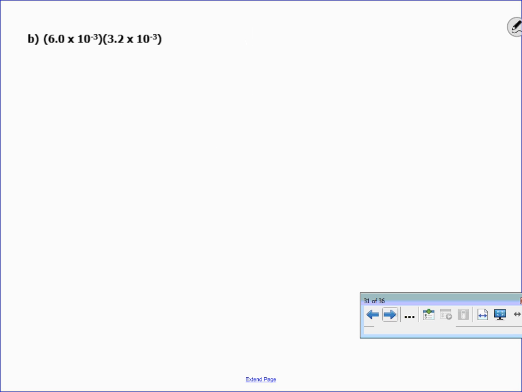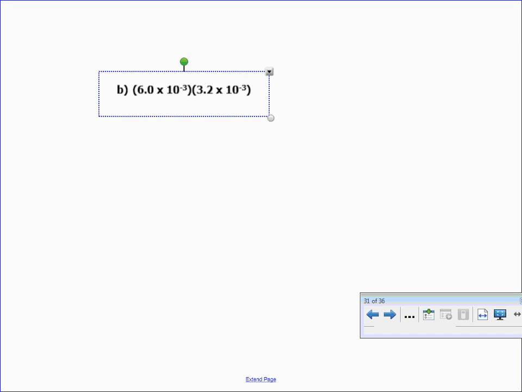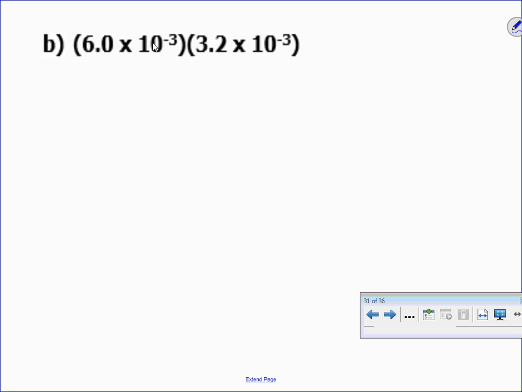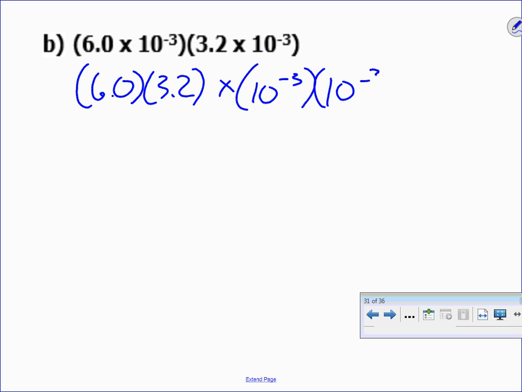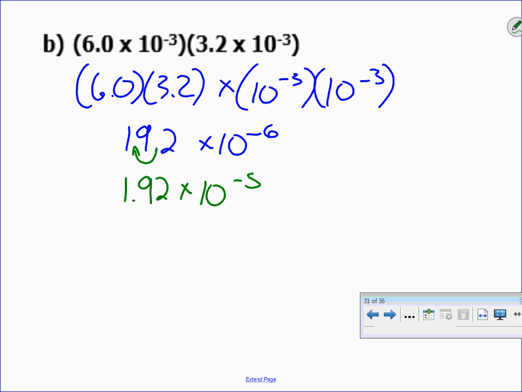For this one, same thing. You get 6.0 times 3.2. Sorry, I got a stray mark there. Let's erase that so we're perfectly clear. 6.0 times 3.2 times 10 to the negative third times 10 to the negative third. And that'll give me 19.2 times 10 to the negative 6. But in scientific notation, we only have one place in front of the decimal point, so when I move the decimal place 1, the exponent changes by 1.